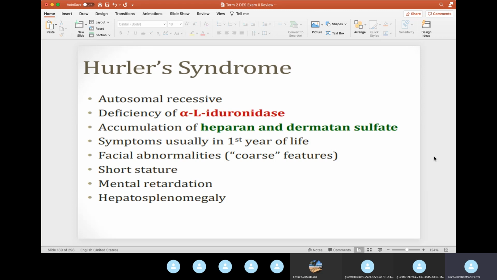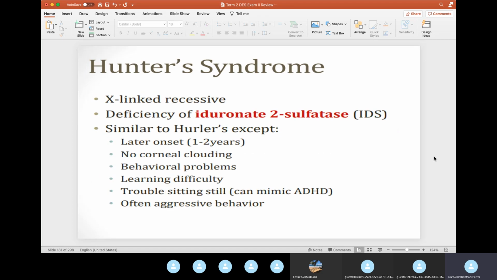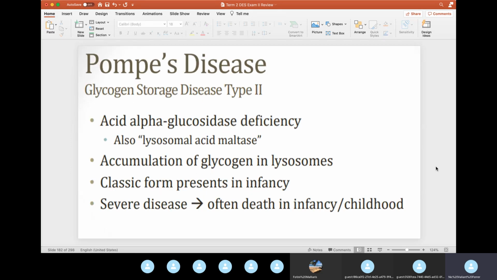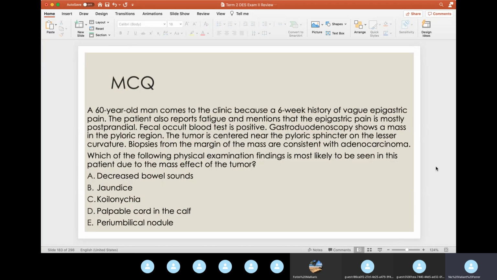Hurler, alpha-L-iduronidase, you have accumulation of heparan and dermatan sulfate, so you can have mental retardation, short stature, hepatosplenomegaly, and coarse features. Contrast that one with Hunter, deficiency of iduronate-2-sulfatase. No corneal clouding in Hunters. Hunters see clearly. It's X-linked. Hunter marks the X. You have behavioral problems, learning difficulty, and you can have aggressive behavior. That's Hunter's syndrome. And we talked about the different glycogen storage diseases.